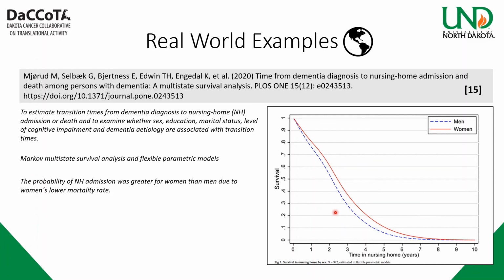There's a lot more packaged in here that I just skipped over, but there's a lot going on. And then age, dementia etiology, and severity did not influence the probability of NH admission. So even though these are factors that they thought might have to do with it, they did not. So not every variable you examine will be significant.